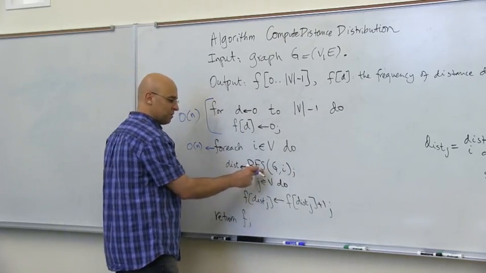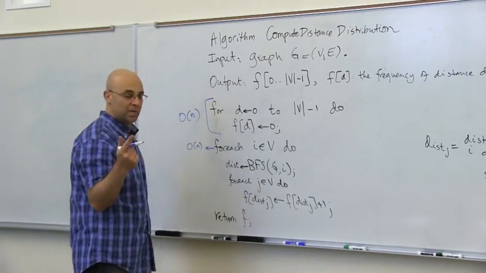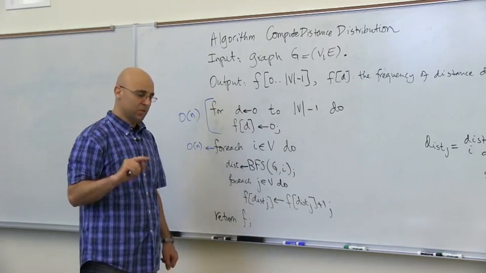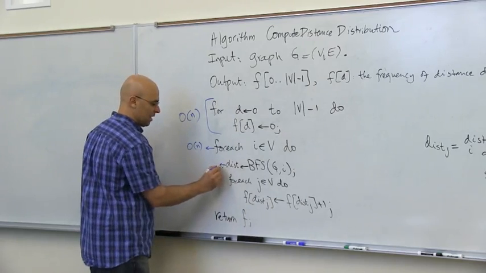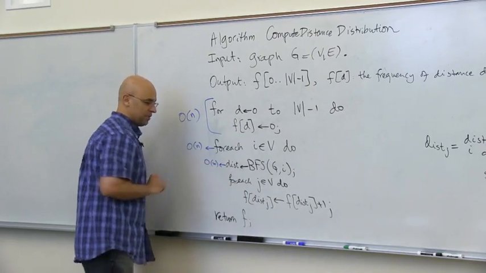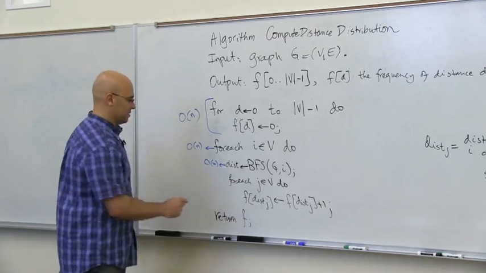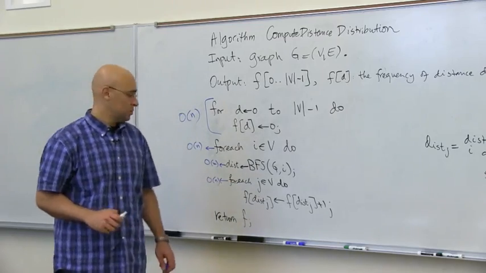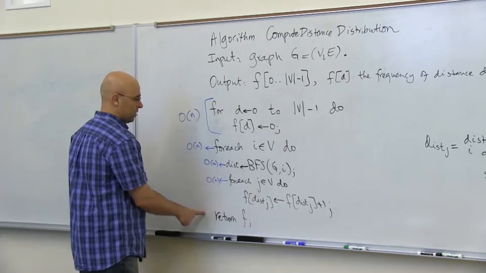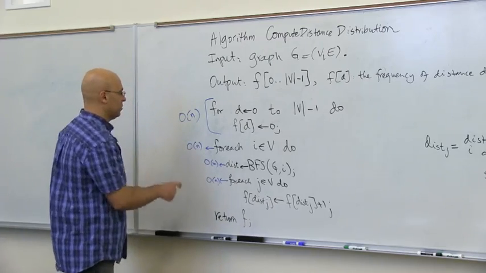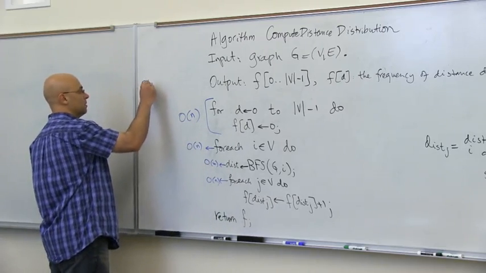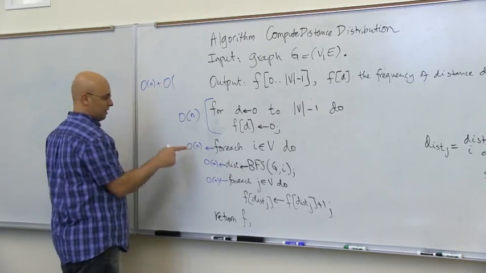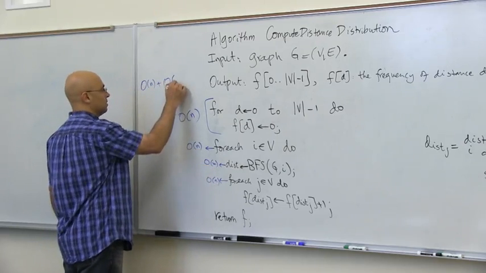Okay? How long does BFS take on a graph that has n nodes and m edges? As we said, if I assume the number of edges is greater than the number of nodes, this takes O of m operations. And this here takes O of n. Okay? And this is, of course, 1 and 1. So what does this add up to? We have O of n, plus, for this one, O of n times m plus n.